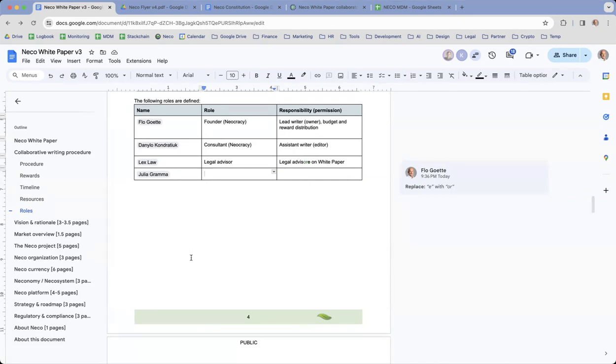So with these words, I would like to finish this part around the collaborative writing procedure, and ask anyone here on the call if there are any questions, any tensions, or any suggestions regarding the procedure.